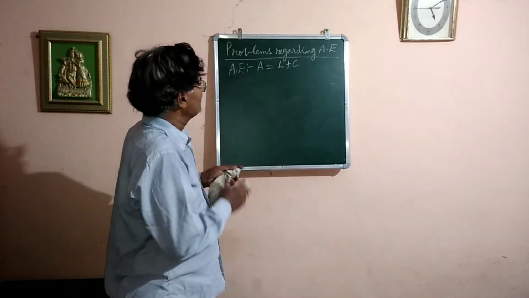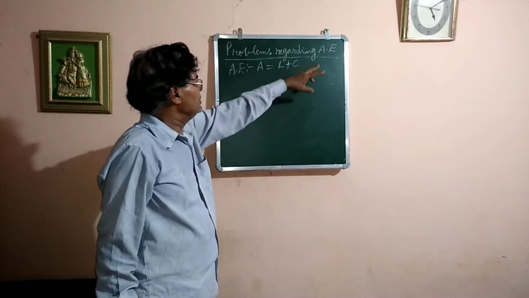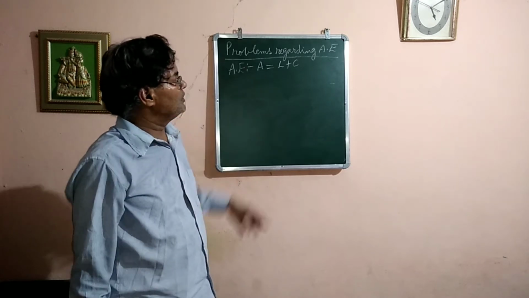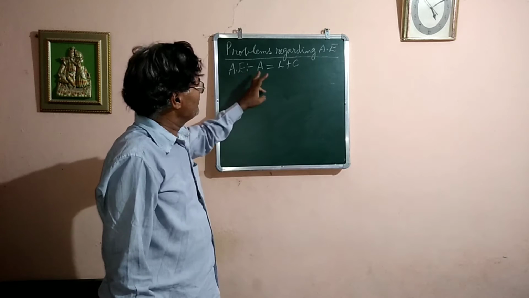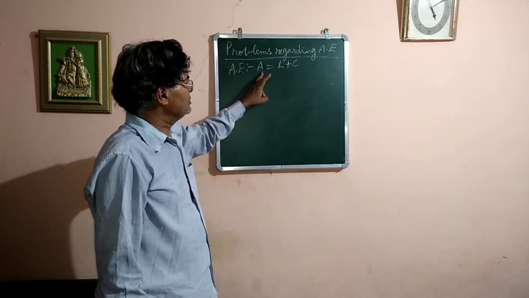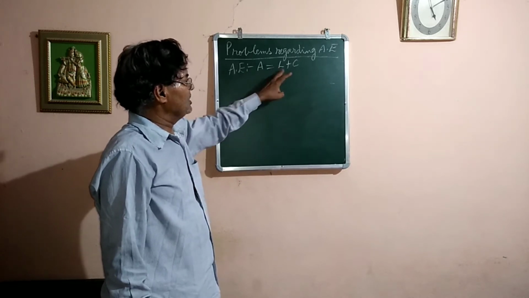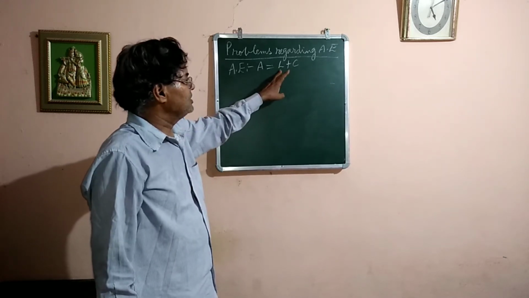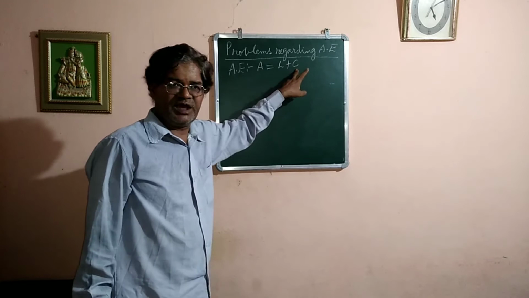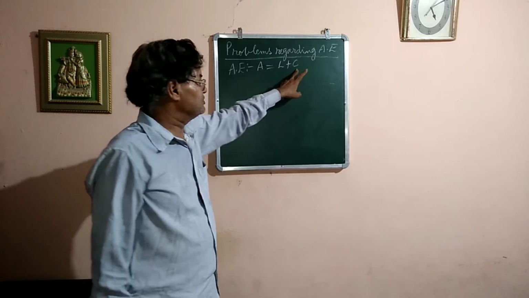Today we are going for problems regarding accounting equations. When we go for accounting equations, we have to see what the accounting equation is. First, the accounting equation is: assets is equal to liabilities plus capital. Liabilities are nothing but the outside liabilities, and capital is nothing but the capital invested by the businessman.